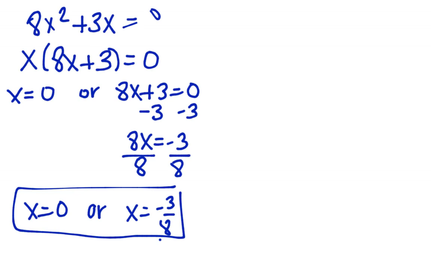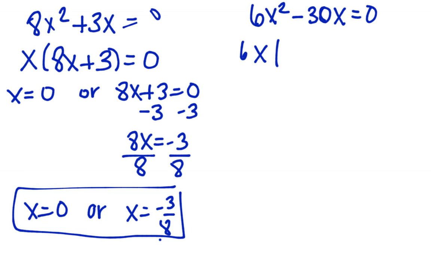Again, I could do that type of factoring because I had x in each term, and that was what they happened to have in common. A similar example would be 6x squared minus 30x is equal to 0. Once again, both terms have x in common, so I can factor that out. The highest number that goes into 6 and 30 is 6, so we're going to factor that out also. 6x squared divided by 6x is x, minus 30x divided by 6x is minus 5, equal to 0.